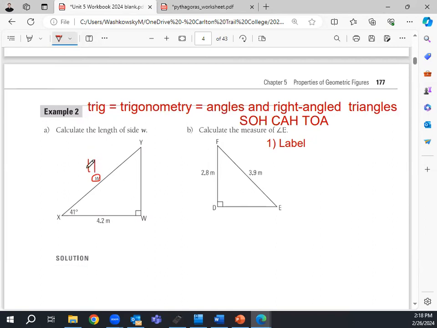This is my hypotenuse. Now, you can see here, I'm given an angle here, right? I have this 41 degrees. The opposite side is always going to be opposite of that angle you're using. And whatever I have left is going to be adjacent. So you always find hypotenuse, then opposite, then adjacent. Adjacent is always whatever you got left over. So you have to label all three sides of the triangle now.